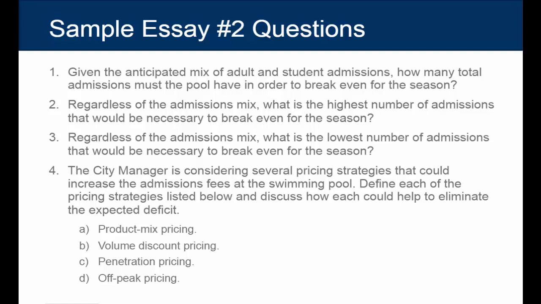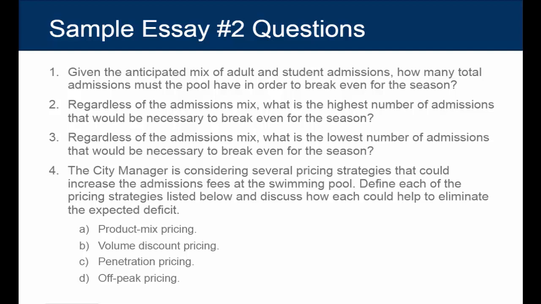Given the anticipated mix of adult and student admissions, how many total admissions must the pool have in order to break even for the season? Regardless of the admission mix for number 2, what is the highest number of admissions that would be necessary to break even for the season? Regardless of the admission mix, what is the lowest number of admissions that would be necessary to break even for the season? And question number 4 is asking us a little bit more of a qualitative type of answer.